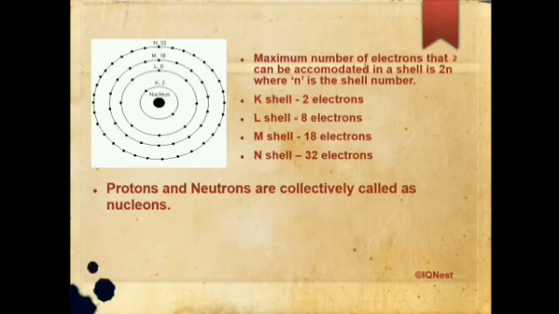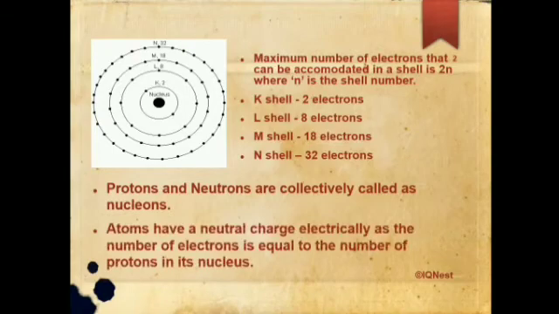Protons and neutrons are collectively called as nucleons. So there is another name for it. Protons and neutrons are collectively called as nucleons. Atoms have a neutral charge electrically, as the number of electrons is equal to the number of protons in its nucleus. So since the number of protons is equal to the number of electrons, this positive and negative charge cancels and the atom has a neutral charge.